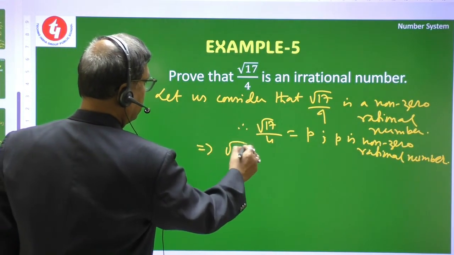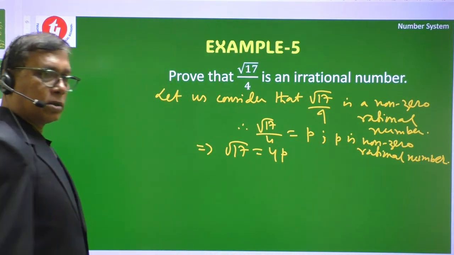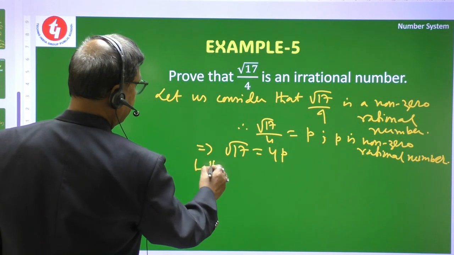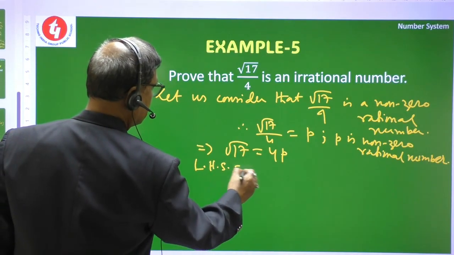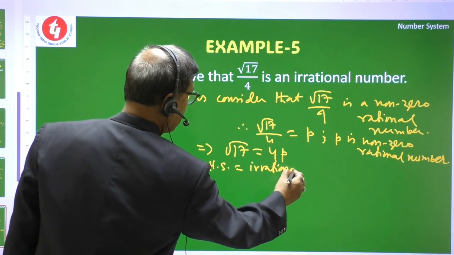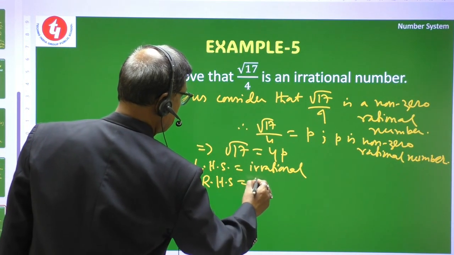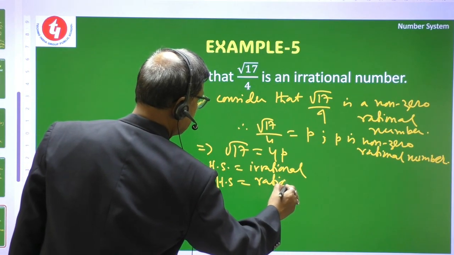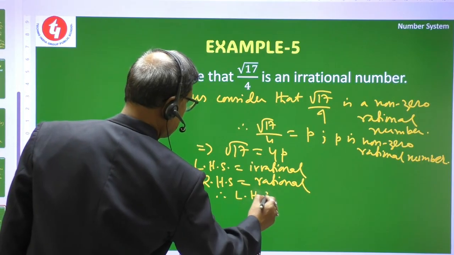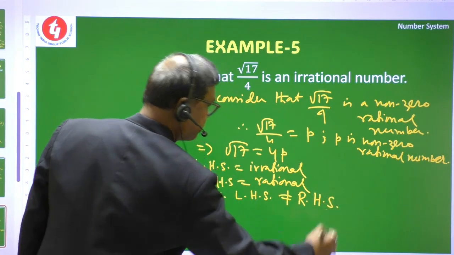Now root 17 is 4p. So like the previous case, again we are getting LHS irrational, whereas RHS is rational. Therefore LHS not equals to RHS. Yes?